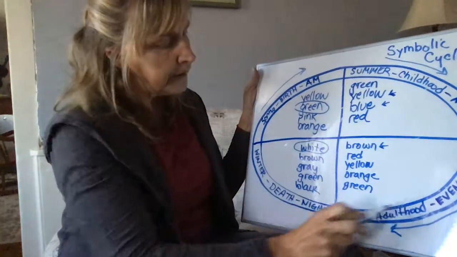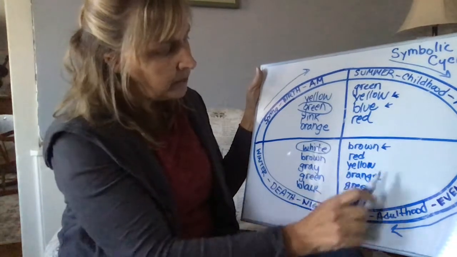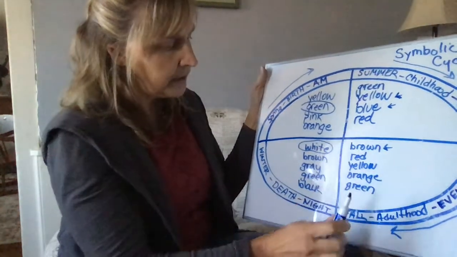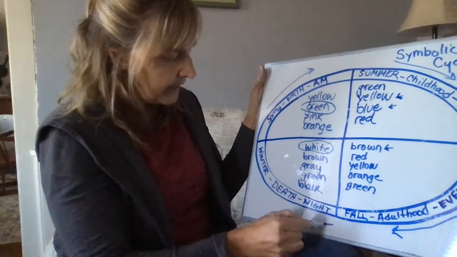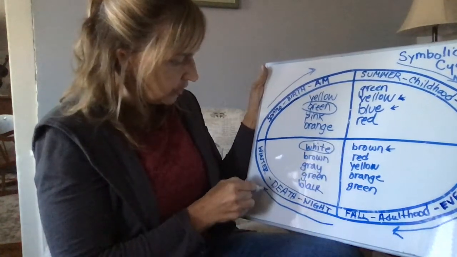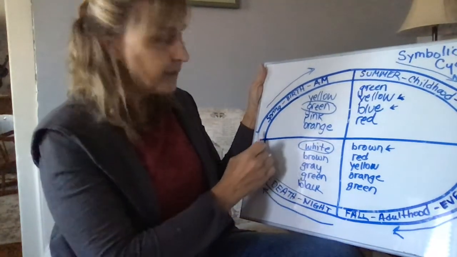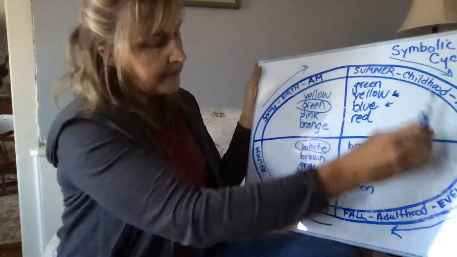We move over here. This would be evening. We have the browns, reds, everything maturing, right? Maturity is down here. And then last but not least, everything dies and it lies dormant during winter. And soon, though, winter becomes spring again, and we start this whole cycle of life again.